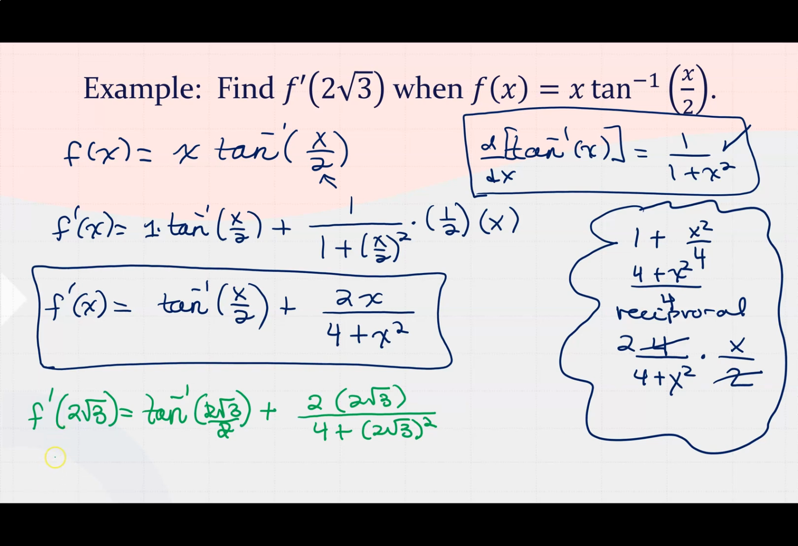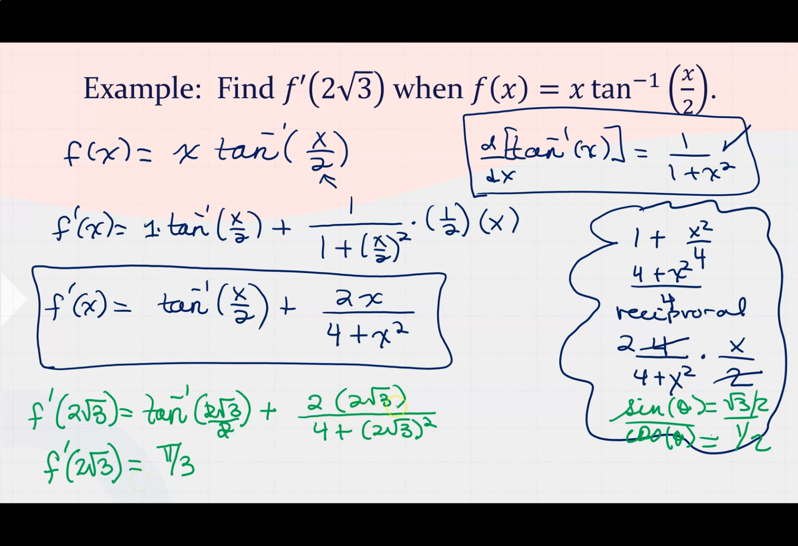So when evaluating inverse tangent of square root of 3, we would think which angle will have tangent equal to square root of 3. Meaning which angle has sine equal to square root of 3 over 2 and cosine equal to 1/2. That would be pi over 3. So we're talking about that angle there.